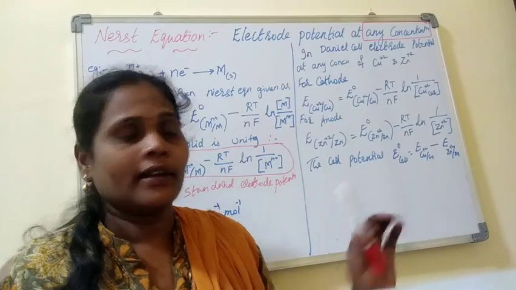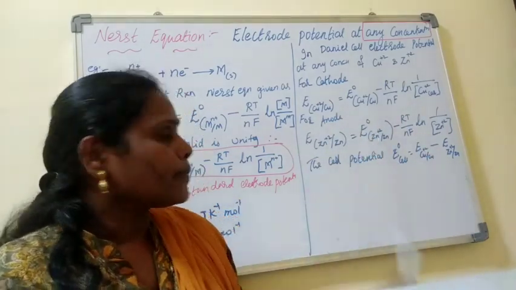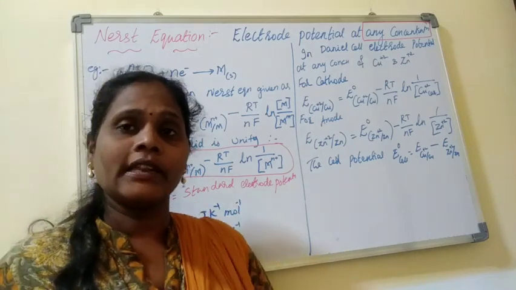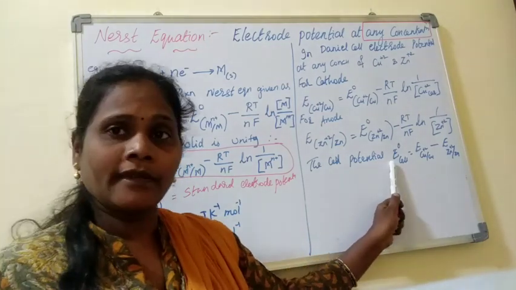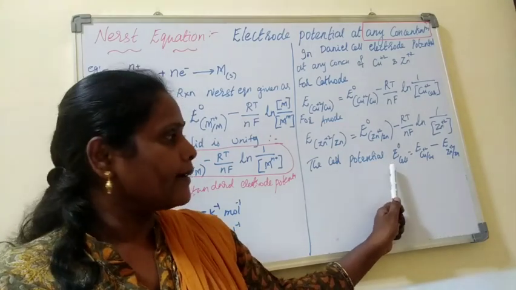As it is, I have written. Nothing changed. Only the metals change here. Now, what is the cell standard potential equation? I mean the EMF of the cell calculation. EMF of the cell is equal to, this is EMF or E naught cell, electromotive force or standard reduction potential.